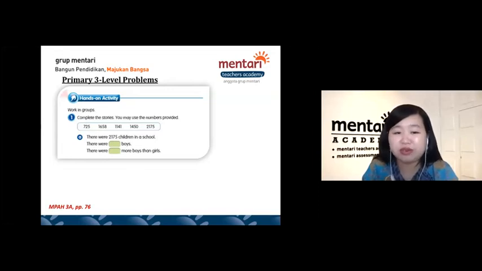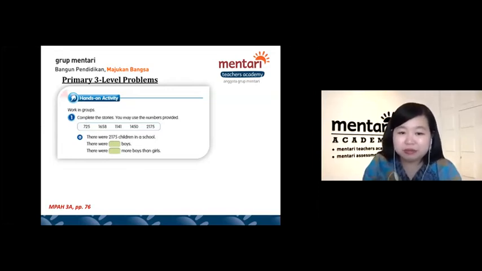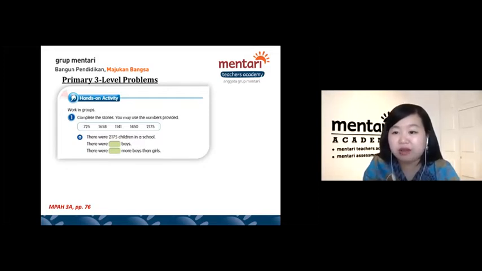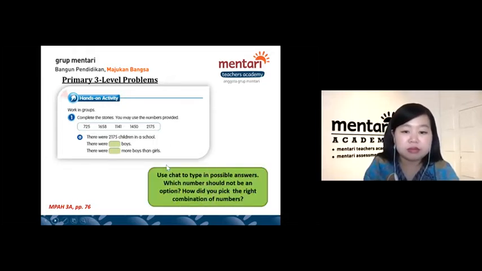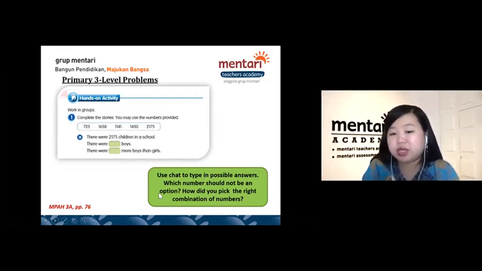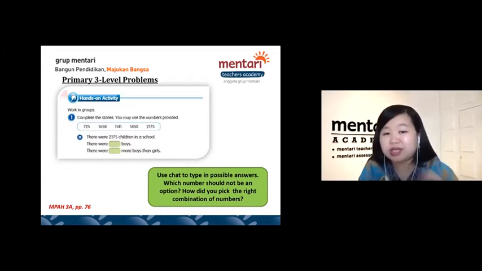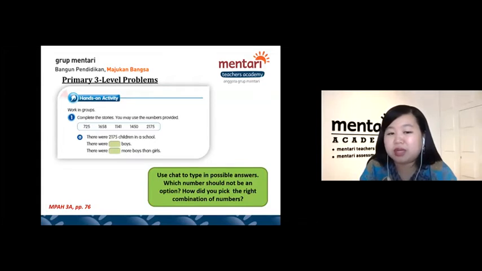So let's just give it a thought for a bit. Those 5 numbers are available for you, but you have to choose which one will be the appropriate number for the number of boys and the extra number of boys compared to the number of girls. You may use the chat to type in possible answers. Which numbers should not be an option? Which numbers do you know will not be an option immediately once you see this problem? And how did you pick the right combination of numbers?